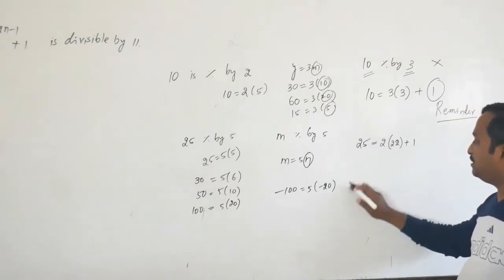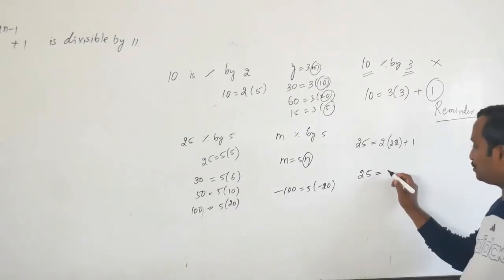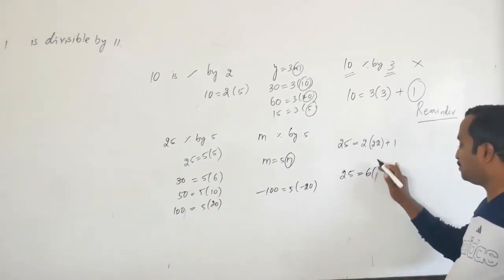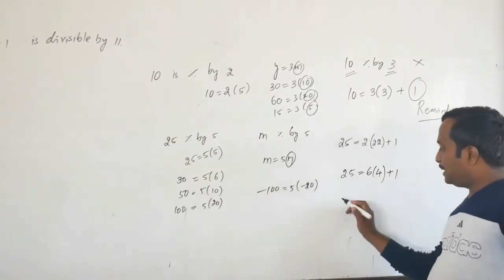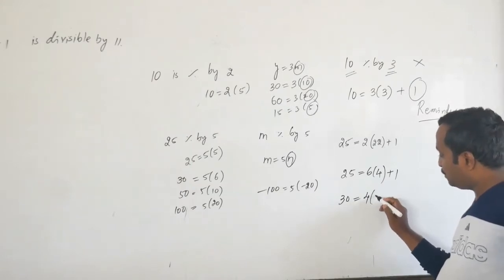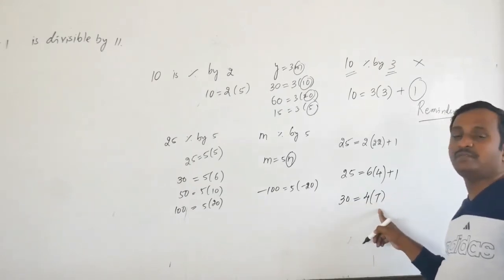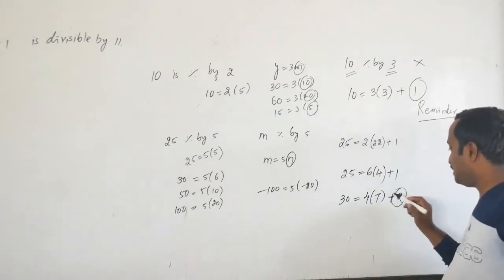25, is it divisible by 6? No. 6 fours are 24, plus 1 is the remainder. If 30, is it divisible by 4? No. 4 into 7 is 28. It leaves the remainder 2. This is nothing but a remainder.